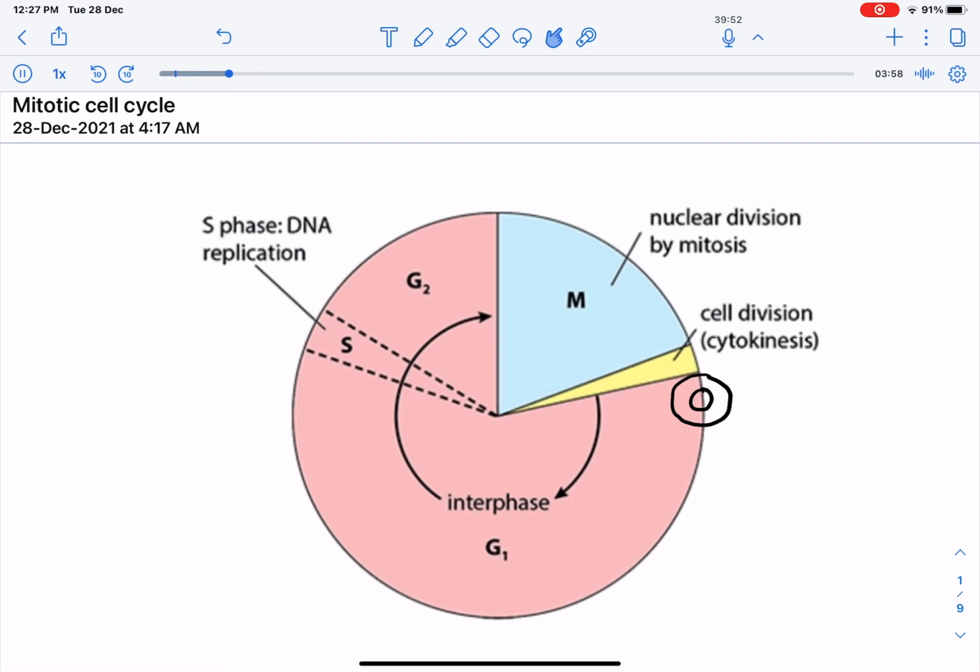It undergoes a series of changes and divides into two identical cells. So this whole series of events involves preparation of a cell to undergo division, which involves protein synthesis, duplication of cell organelles, and primarily the synthesis or duplication of the new DNA. That is known as the mitotic cell cycle.